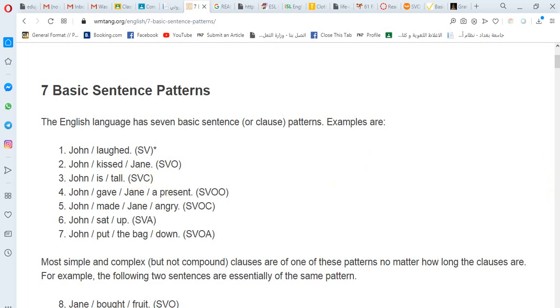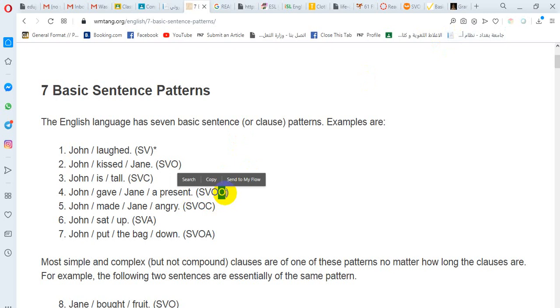Now we come to the fourth sentence pattern, which is what? SVOO. Here we have what? Subject, verb, indirect object, then we have direct object, which means that this verb is a transitive verb that takes two objects. Okay, the first object is indirect, and the second one is what? Is direct.